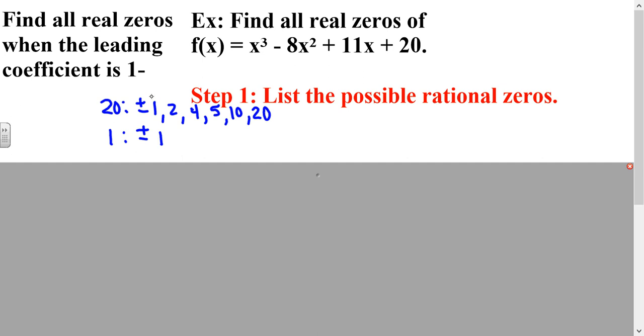Well, if I divide all these by 1, I'm just going to get the same numbers. So my possible rational zeros could be positive or negative 1, 2, 4, 5, 10, and 20.